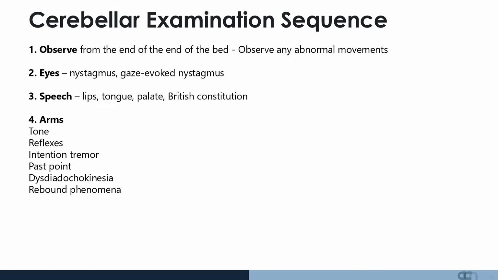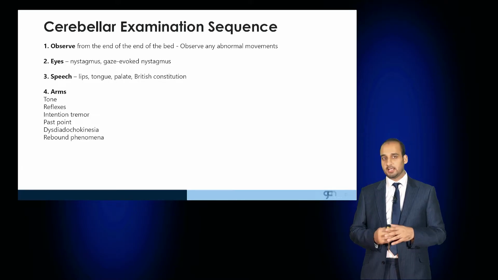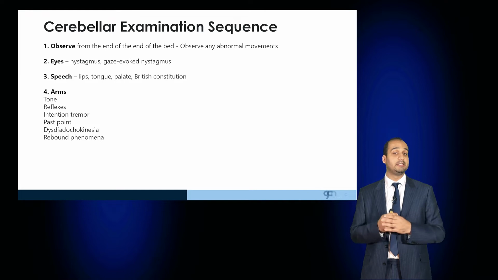In order to examine the cerebellum, start by observing the patient from the end of the bed. In particular, look for any abnormal movements of the limbs or the trunk. Next, examine the eyes. In particular, at extremes of gaze, observe for nystagmus.